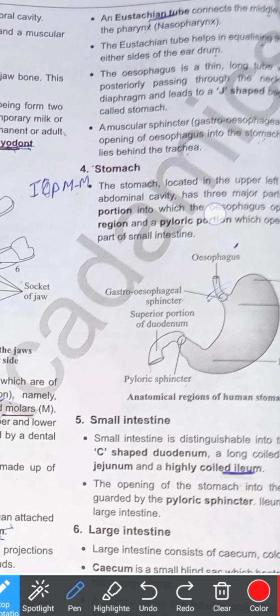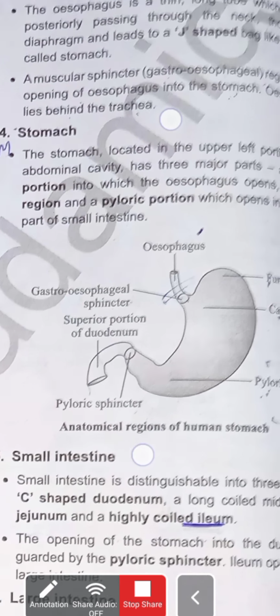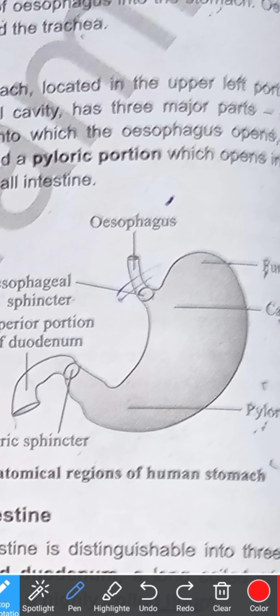So the esophagus will join the stomach at the cardiac region. This can be your NEET question. Okay, so the esophagus will join the cardiac part of the stomach, and there are two sphincters. The sphincters are nothing but valves, which work on a close-and-open mechanism.